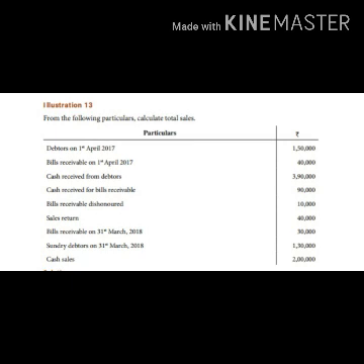Then the third one, cash received from debtors. Cash received from debtors, debtors account credit side. Then next, cash received for bills receivable, debtors account credit side. Then bills receivable dishonored, bills receivable account credit side. Then sales return account, debtors account credit side.